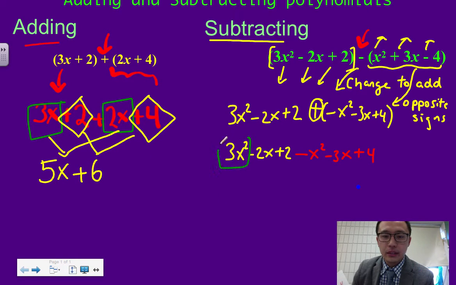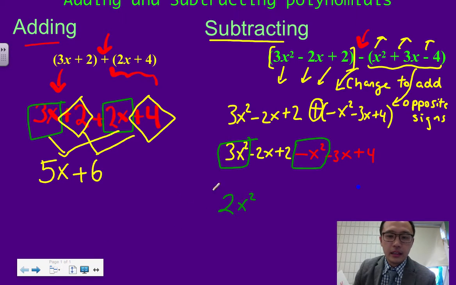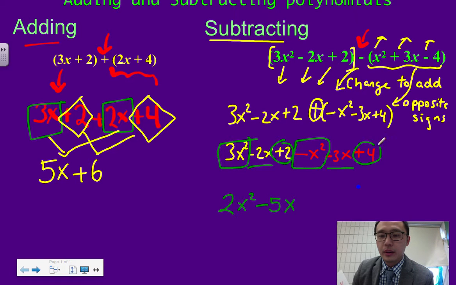So x squared is a like term, minus x squared is a like term, so this is going to be my 2x squared. And then negative 2x, negative 3x, that's going to be negative 5x. They're both negatives. And then we have positive 2, positive 4, which is positive 6.